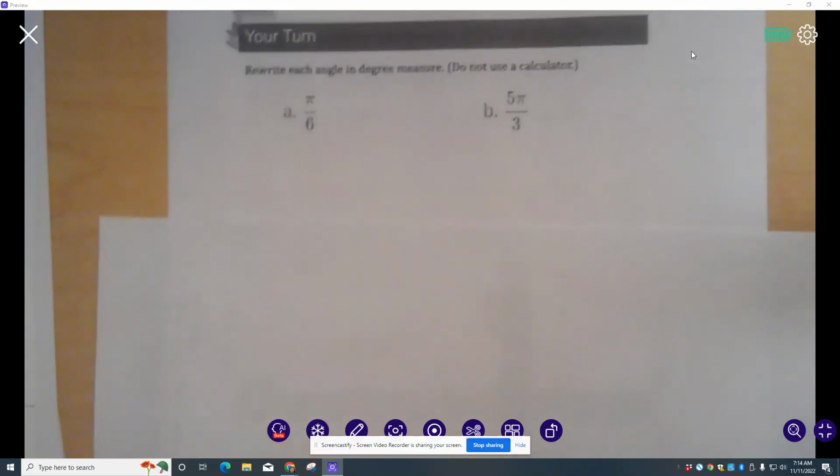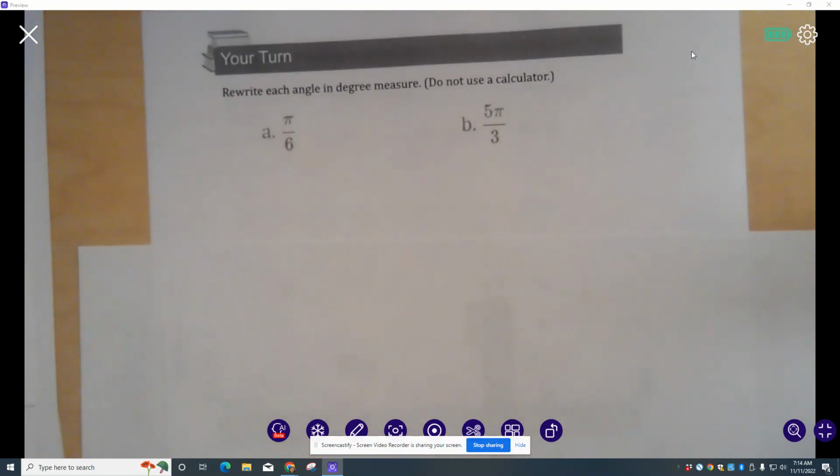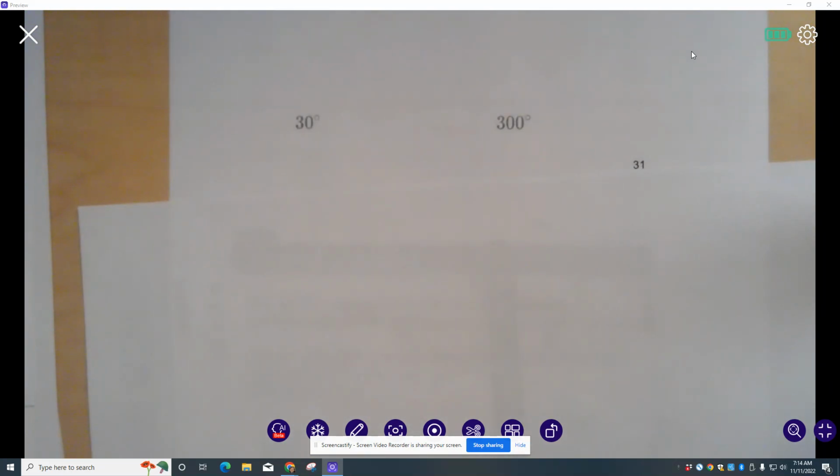Okay, couple of your turns. Pi over 6. Convert that to degrees. These say do not use your calculator, so you'll get nice round numbers for these. And 5 pi over 3, convert that to degrees. And you pause the video. That is what you should have for your answer.